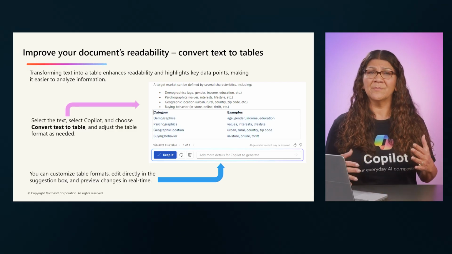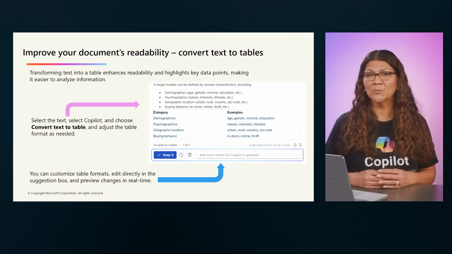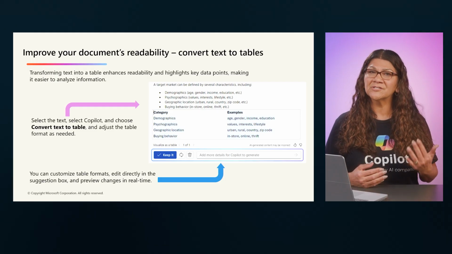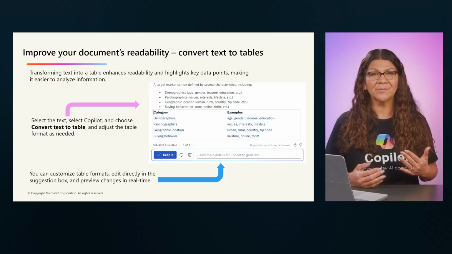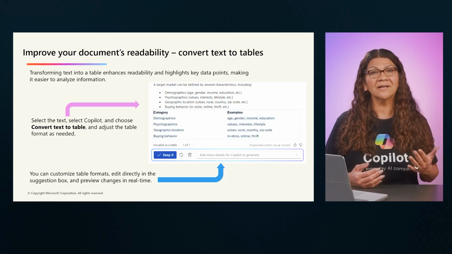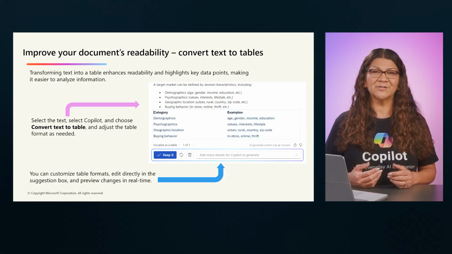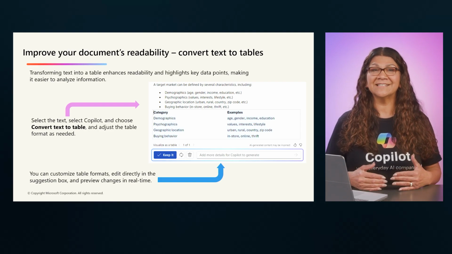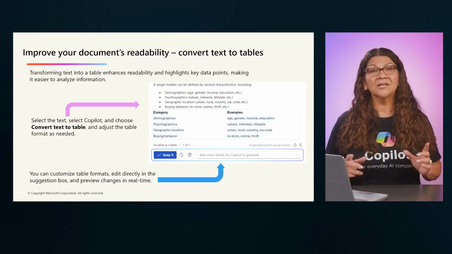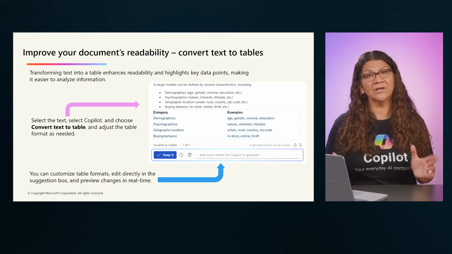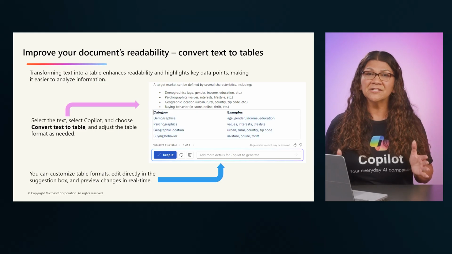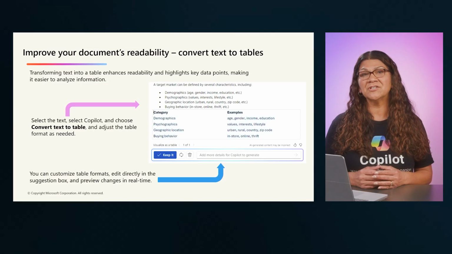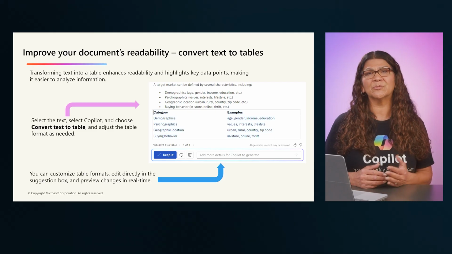Copilot in Word makes it easy to improve document readability by converting text into tables, instantly turning dense and unstructured information into something clear and scannable. I love this feature. By recognizing patterns like lists, data points, or sequences, Copilot can automatically organize highlighted text into a structured table, saving time and making key information easier to analyze, review, and present.